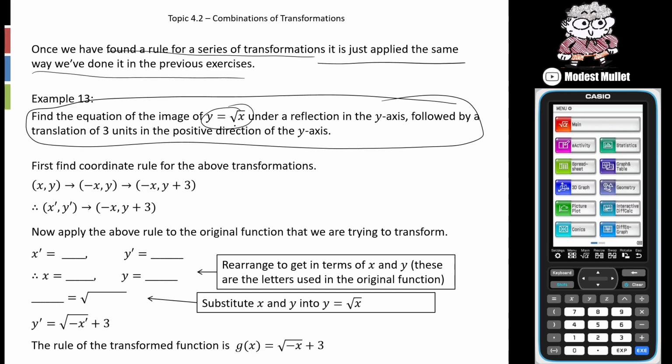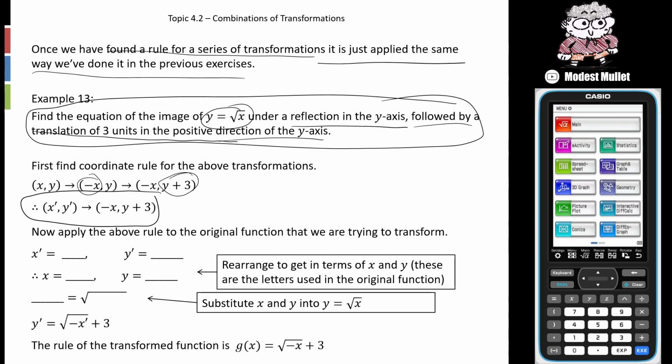Here we know it's y equals square root of x, and we are reflecting in the y-axis, followed by a translation of 3 units in the positive direction of the y-axis. So there's only two transformations, but it's still a combination. We can see the negative x, and then we add the 3. So this is our coordinate transformation.